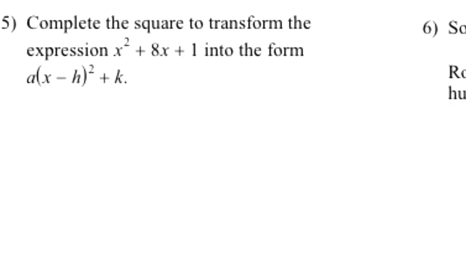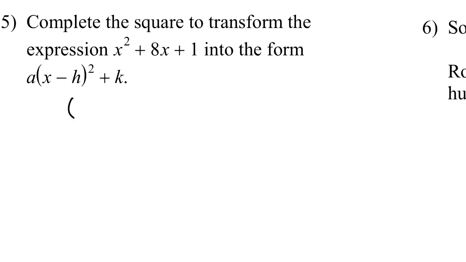Number 5. Complete the square to transform the expression x squared plus 8x plus 1 into the form a times the quantity x minus h squared plus k. Now, some people have a hard time completing the square. It's a process you can use, and here's what I do that seems to help me.